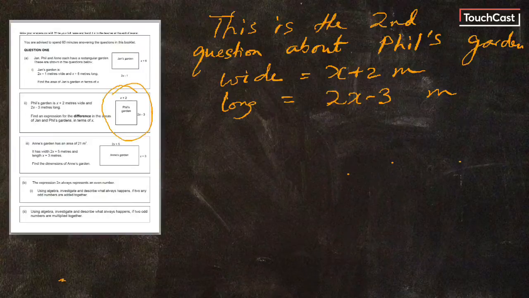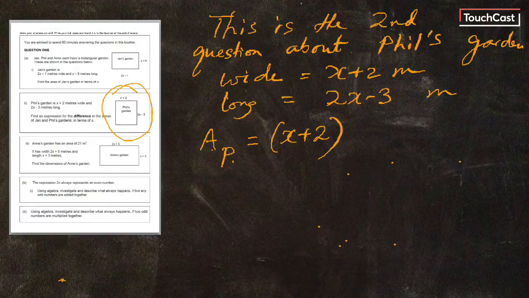Well, the garden is shown over there. Once again, they are asking you to find out the area and compare it with the first question. So let's call it AP, which is area of Phil's garden, and basically the same thing. X plus 2 is how wide the garden is, times 2x minus 3.